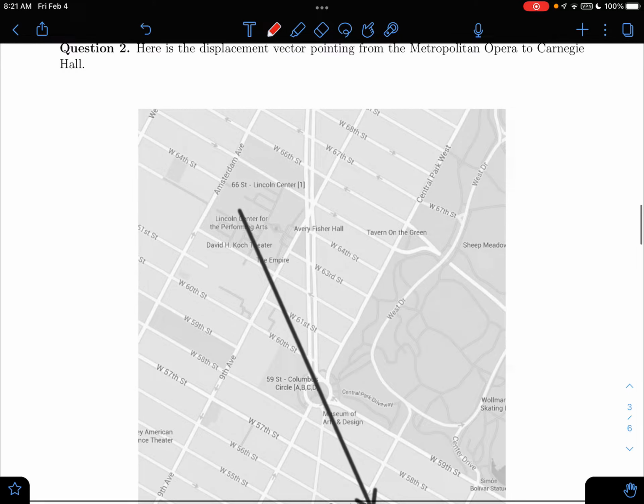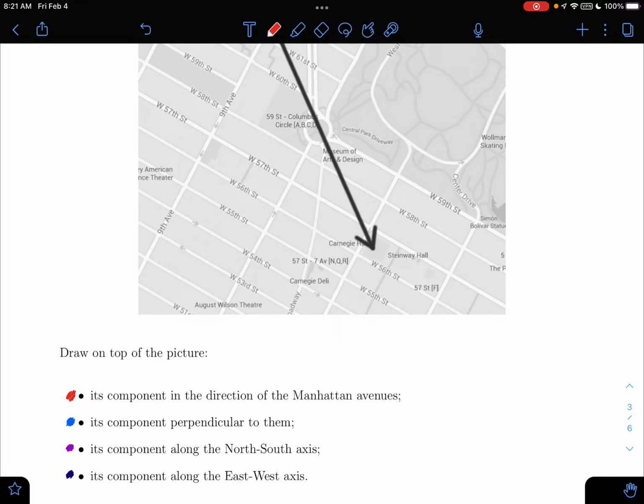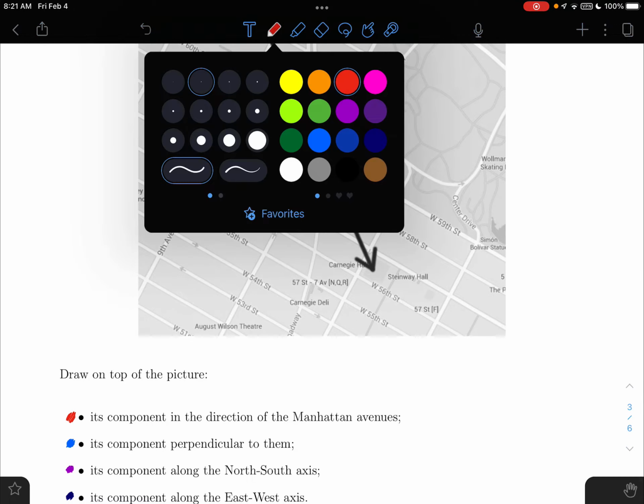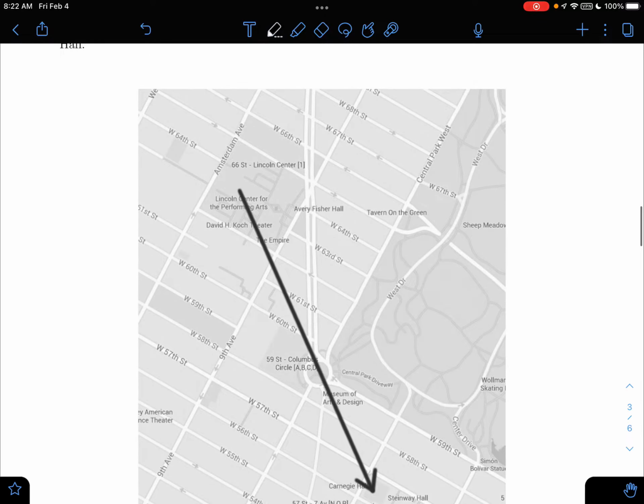Wonderful. Now, we have a displacement vector pointing from the Metropolitan Opera to Carnegie Hall. And now we're going to draw a couple different components on this. We have a couple different ways that we can set up our axes. First thing, it asks for a component in the direction of the Manhattan Avenues and perpendicular to them. So our axes are going to be parallel to our avenues and perpendicular. There's one there, and perpendicular is going this way.